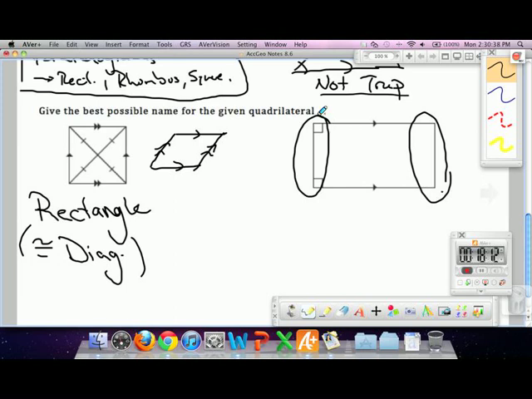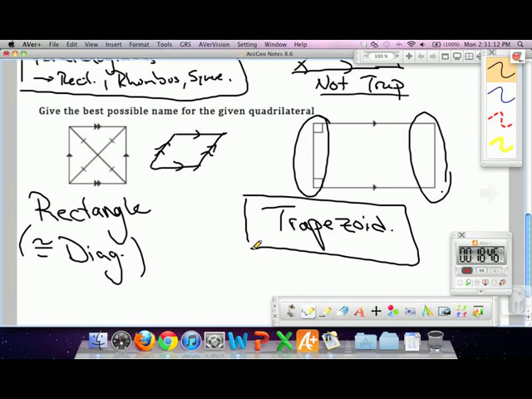I do know that I have at least one pair of parallel sides. So I can at least get a trapezoid. What would make it an isosceles trapezoid? If the two legs are congruent. Do we know the two legs are congruent? No. I don't know that these are congruent. So the best name I can give this is a trapezoid.